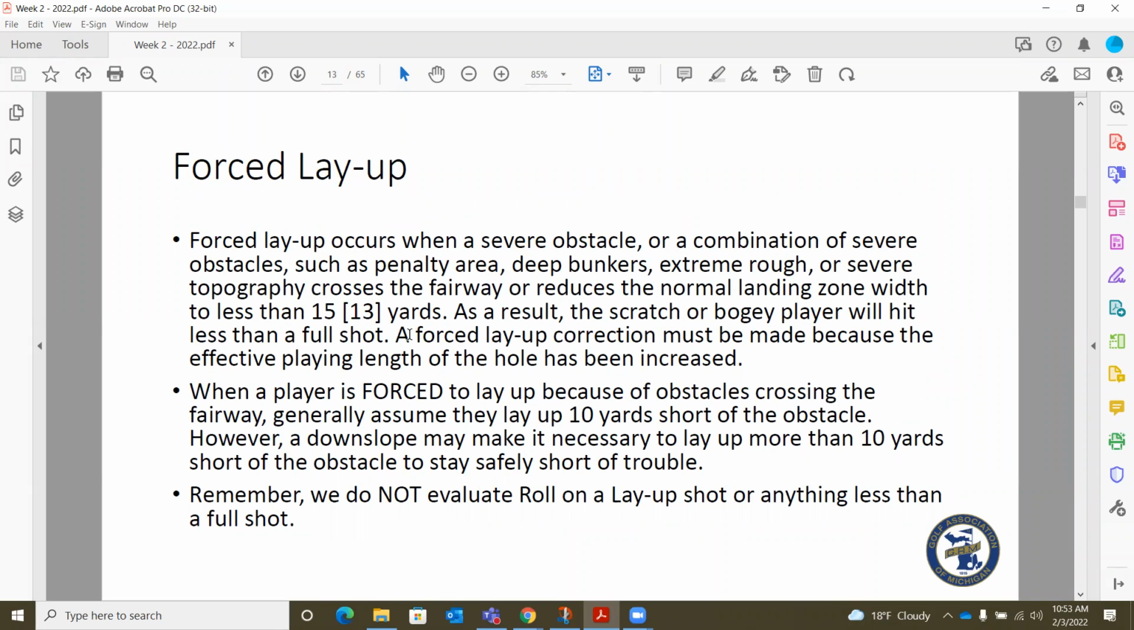All right, so now we're going to go into layups. We talked about the definitions of layup last time. We have a forced layup and a layup by choice. So we'll start with the forced layups.